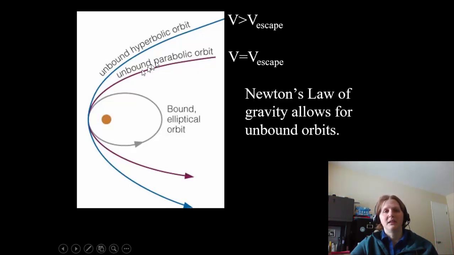If your speed is exactly the escape speed, that's this, you would end up traveling on a parabola. And if you go even faster than escape speed, you would end up traveling on a hyperbola. Don't worry about the details there too much, but just know that Newton broadened what we thought was possible by discovering the law of gravity. Newton now allows for unbound orbits, so the object never comes back.